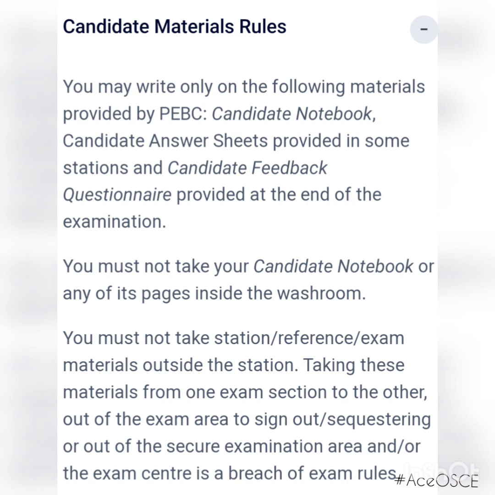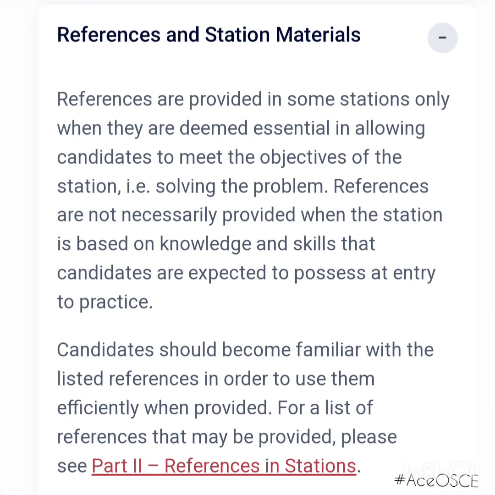That's the candidate notebook that you're given in the OSCE station, and the candidate feedback questionnaire that you're given at the end of your OSCE exam, which I'll be letting you know a little bit more about at the end of this video. You do want to make sure that you do not write anything on the references that are provided to you in the OSCE stations, and all of this has to be returned back to the OSCE people. One more FAQ that I've been asked a lot is about the references that you're provided.